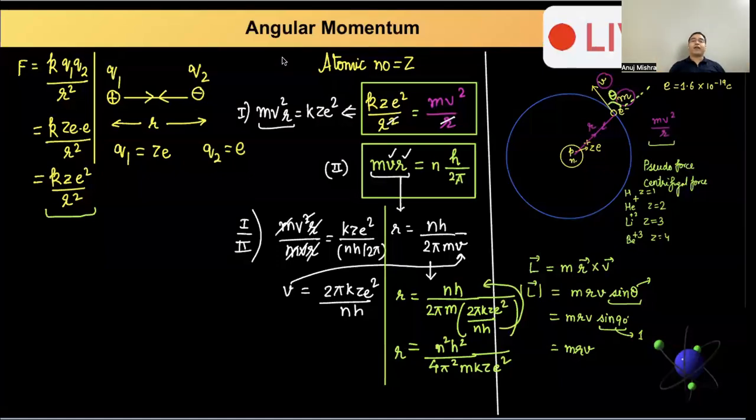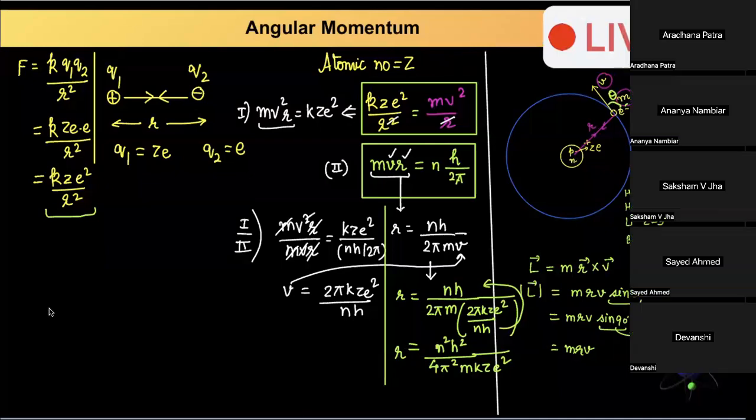By solving two equations you found V and R, the whole concept is clear. Whatever requirement there was, I have told you. What is the formula of angular momentum, why is the value of theta 90, mvr is nh upon 2 pi, what is n? Nth orbit of energy which we are talking about. Is it clear? Yes, you can ask.